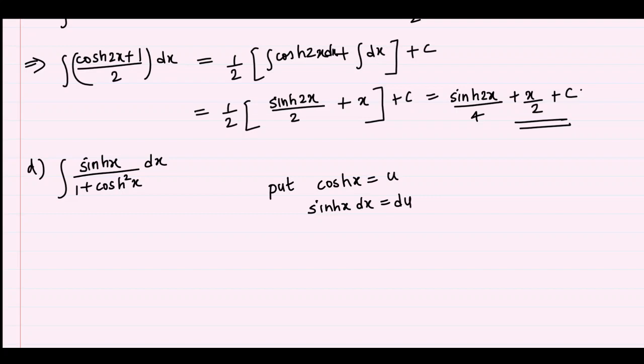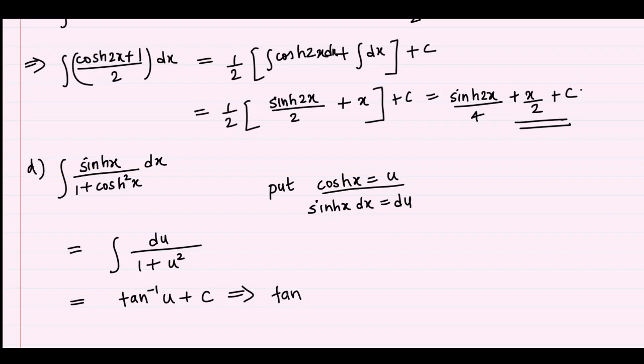That is the numerator. So this integration becomes integral du by (1 plus u square). Its integration is a direct result. Its value is tan inverse of u plus c. Now we have to resubstitute the value of u. U is cosh x, so we get tan inverse of cosh x plus c.